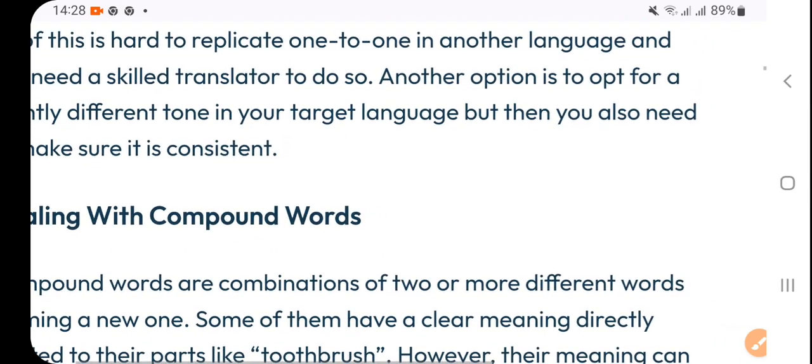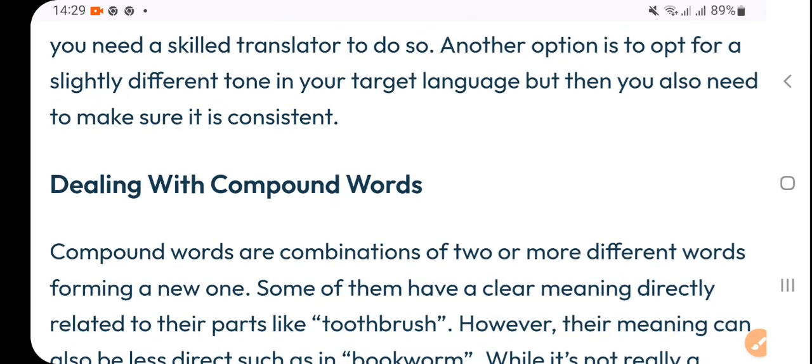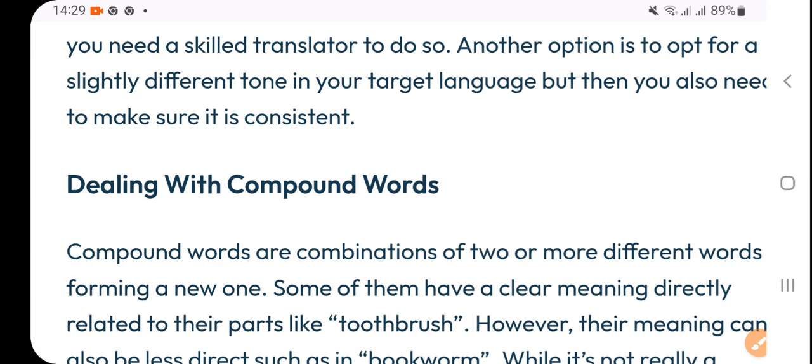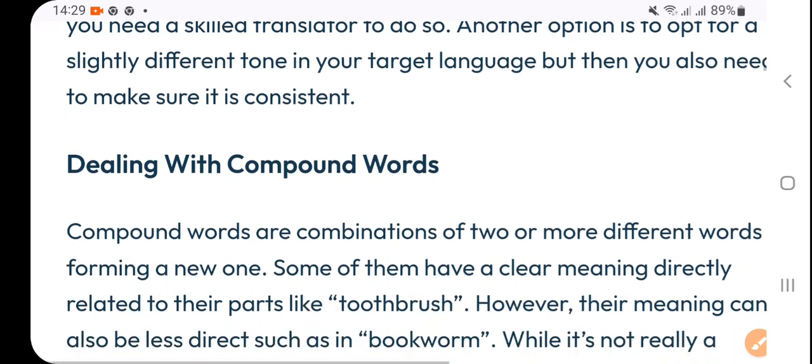Another option is to opt for a slightly different tone in your target language, but then you also need to make sure it is consistent, right? So anyhow you have to change the sense also, not only words, but that sense should be maintained, right?